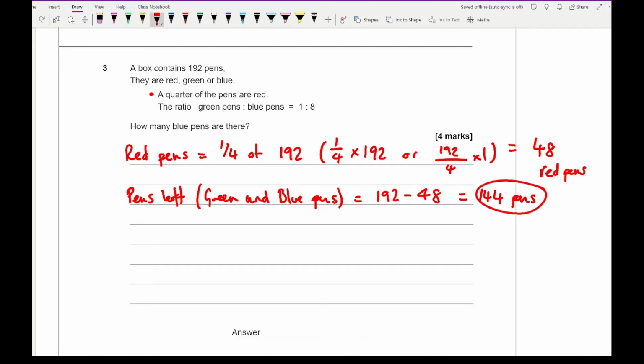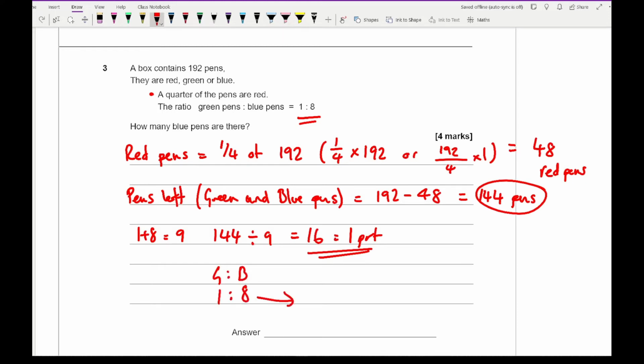Now what I need to do is share that 144 in the ratio of 1 to 8. So here I've got 1 plus 8, which is 9, and then 144 divided by 9, which gives me 16. So 1 part equals 16. Then green pens to blue pens is 1 to 8. So then I just multiply 8 times 16, which gives me an answer of 128.